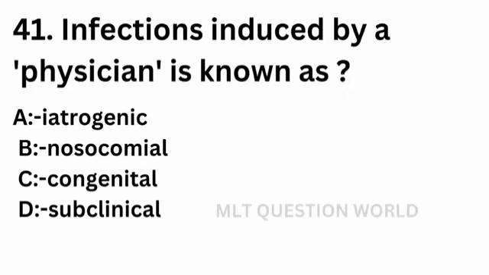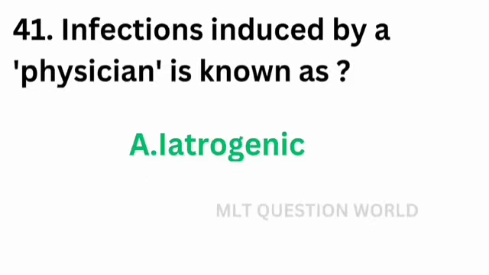Question number 41. Infections induced by a physician is known as option A iatrogenic, option B nosocomial, option C congenital, option D subclinical. Which of the following term is used for physician induced infection? The correct answer is option A iatrogenic. Infections induced by physician is known as iatrogenic infection.